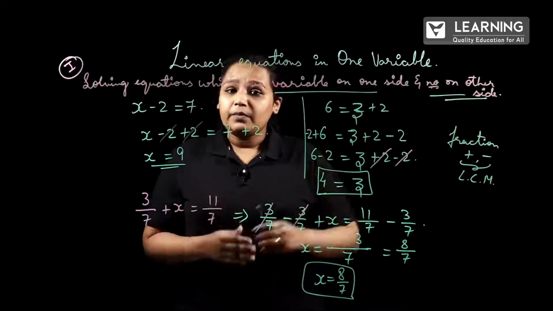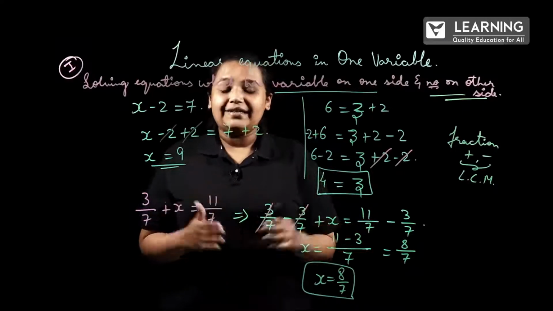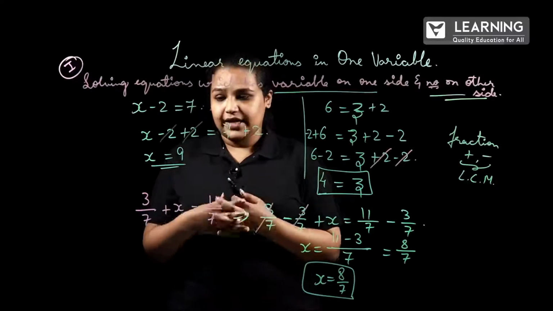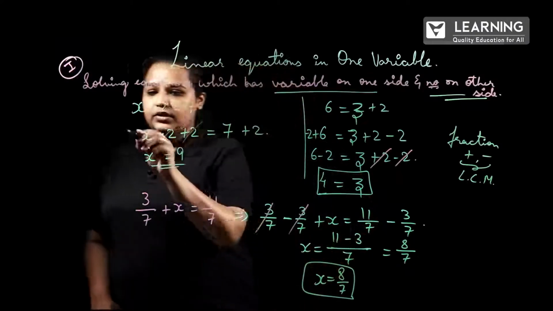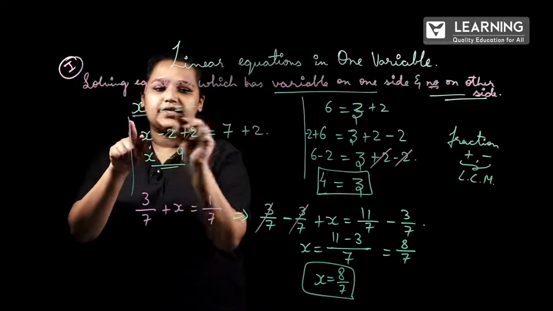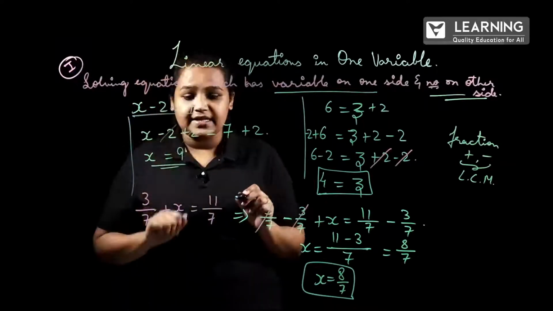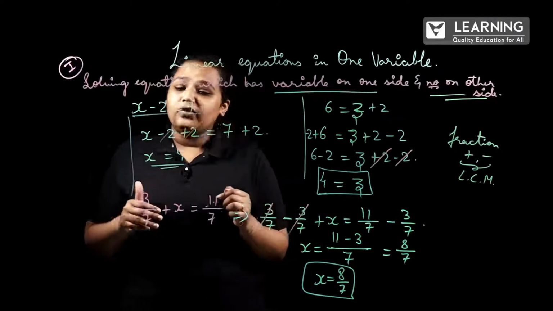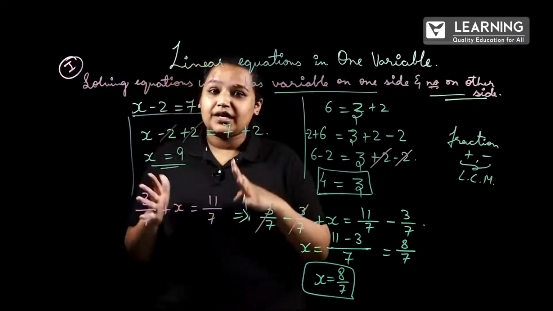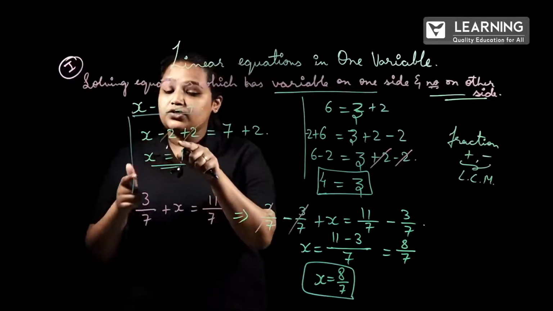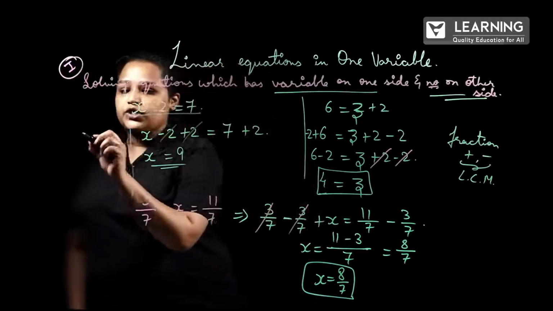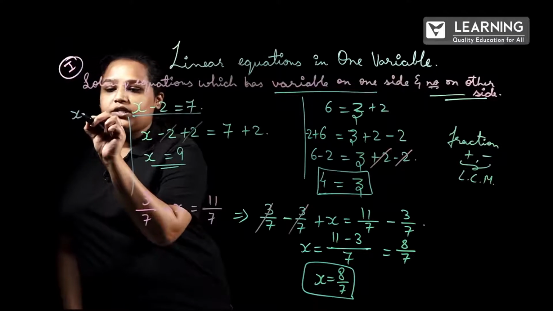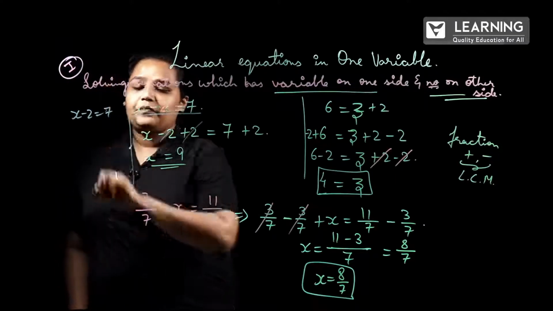I have one more method also, in case you feel this method is a bit difficult. Let me show an example here itself. The question is x minus 2 is equal to 7. You may feel, no ma'am, it is a bit confusing, I can't understand, x minus 2, again plus 2 here, plus 2 there. Don't worry about it. Here take the question x minus 2 equals 7, right?